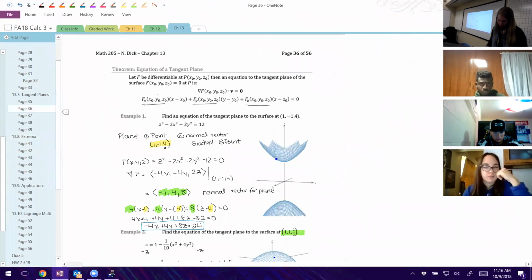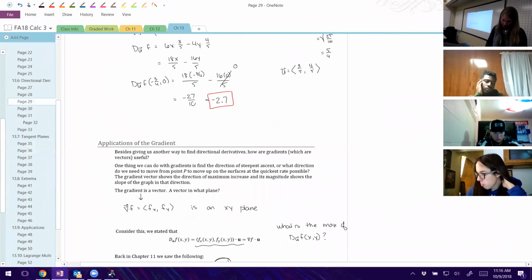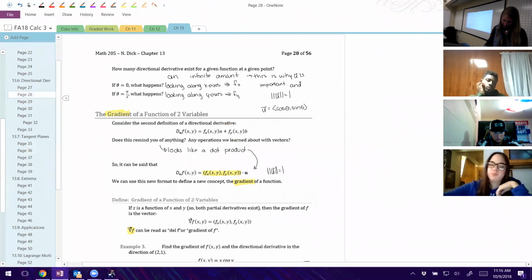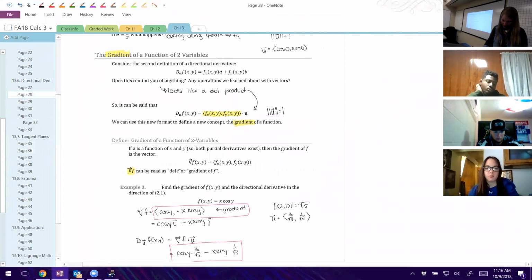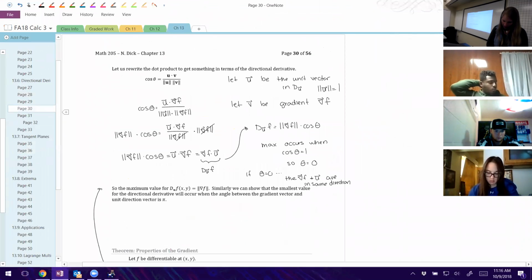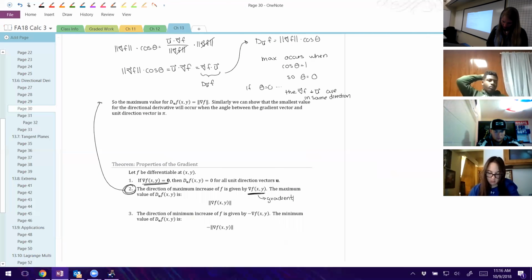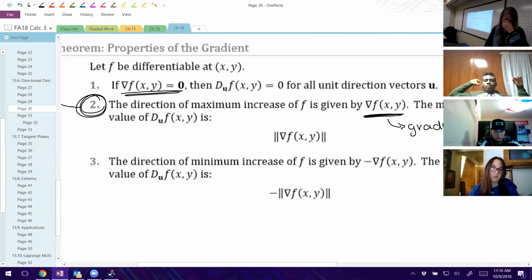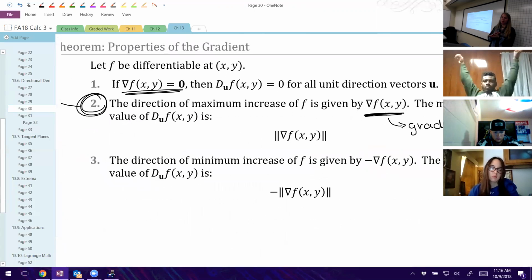I don't remember where it was. I know we talked about it somewhere. We had this theorem. There it is, right there. Bottom of page 30. So bottom of page 30 says the direction of the maximum increase is given by the gradient, okay, which really says directional derivative there. But yes, it basically always points to your local max, the nearest.